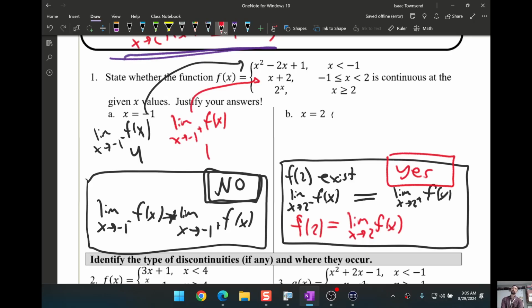And I have the full explanation. I have the full justification. So to prove it's continuous, you have to state all three things. To prove it's not continuous, you just need to state one part that's wrong.